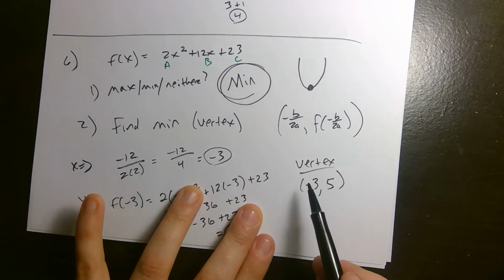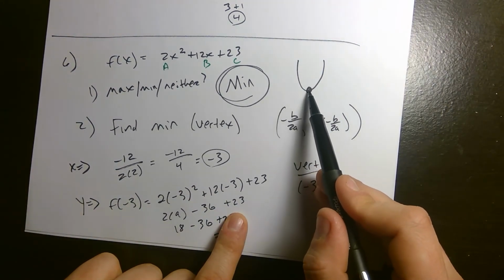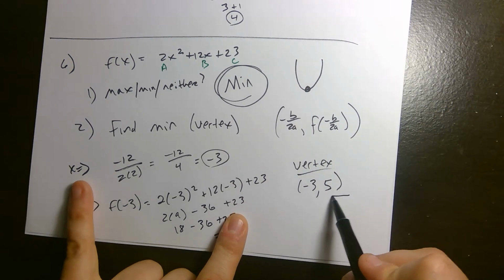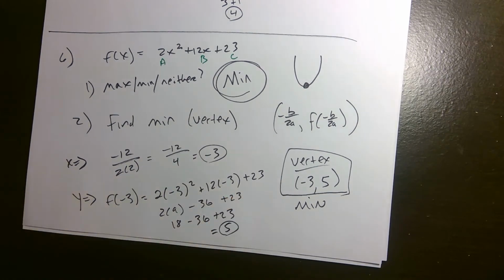And again, what this means is that somewhere out there on the graph, I have this parabola that's opening upward, and its vertex, its minimum point, is at the point negative 3, 5. This is my answer. This is my minimum. I am completely and totally done with this problem.